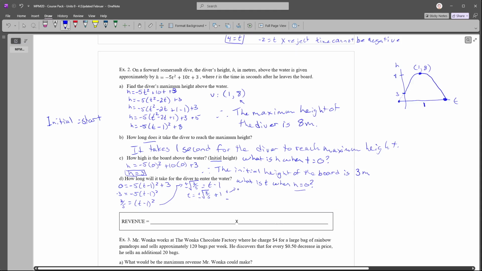Is it 3 over 5 or is it... did I make a mistake somewhere? I did. Oh, I did. Where did I make that mistake? Yes. It should be an 8. That should be an 8. Silly me. Give me 1 second to think about this.